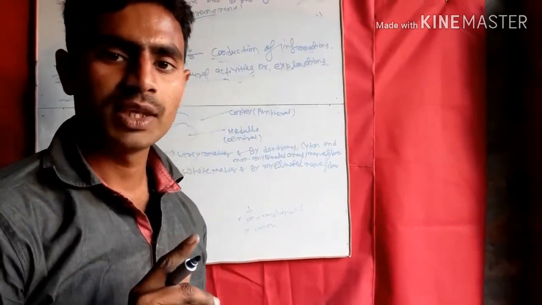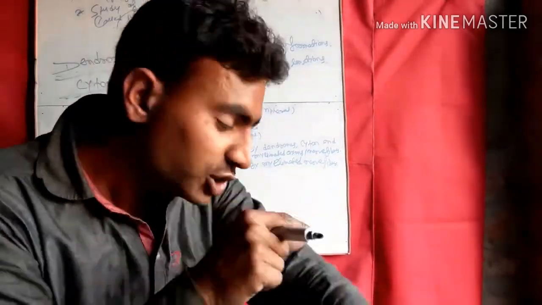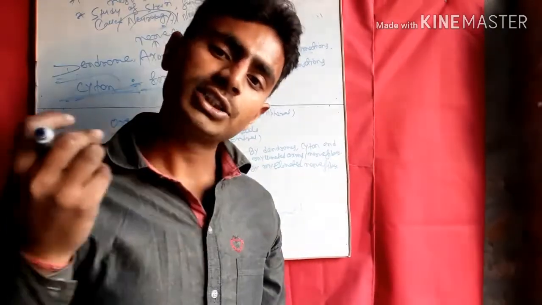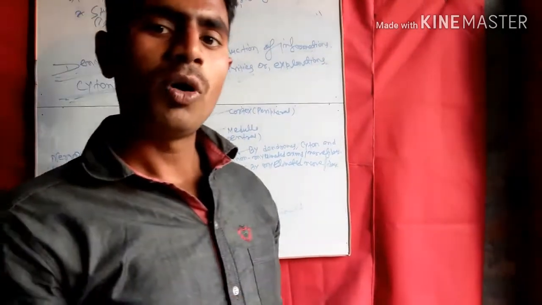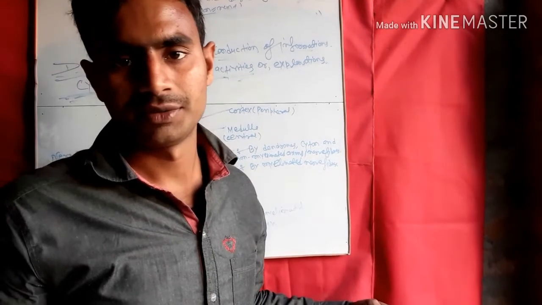This means the dendron and axon are the conduction of information, and the cytone is for neural activities and excitation.